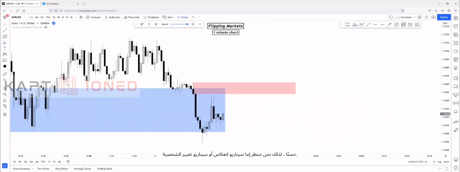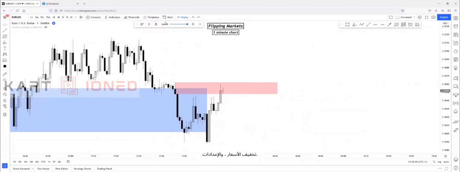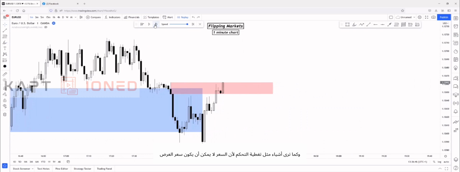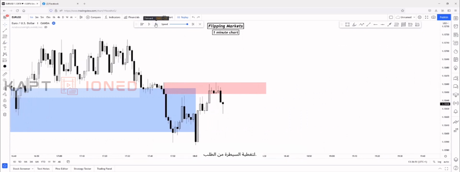Okay, so we are waiting for either a flip scenario or a change of character scenario. And if we can't enter on that flip or change of character scenario, we are waiting for a continuation example. Okay, let's see what happens. Price mitigated the supply zone, as you can see, supply took over control from demand because price reacted on the supply zone and did reverse. So we had a strong rejection.